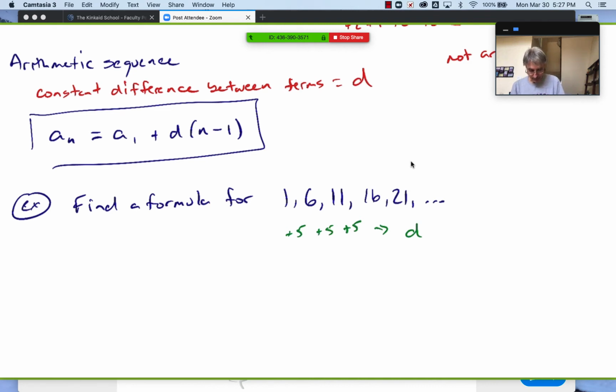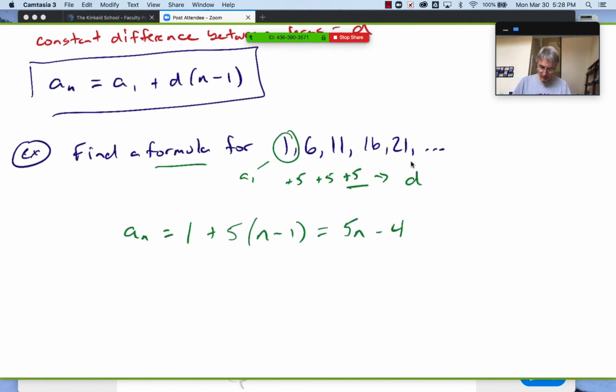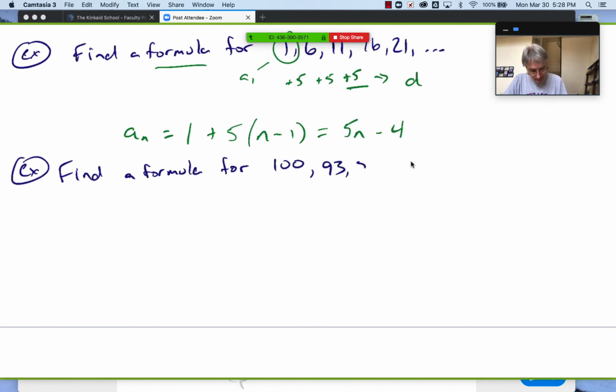So here, to find the formula, I'm going to write a sub n equals the first term, so 1, plus the constant difference, 5, times n minus 1. And I can leave my answer like that. If I want to simplify it to 5n minus 4, I can do that too. But either one of those is fine. A second, pretty straightforward example. Find a formula for 100, 93, 86, 79, and so on.